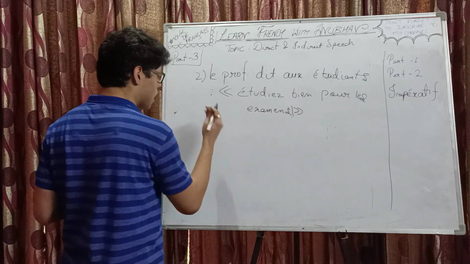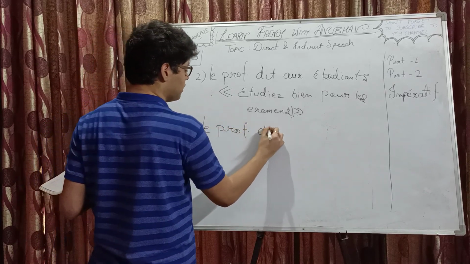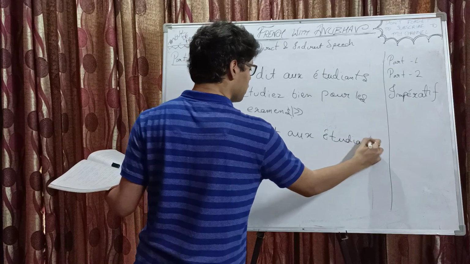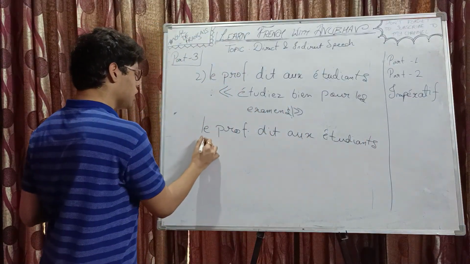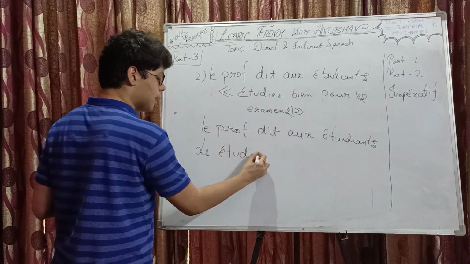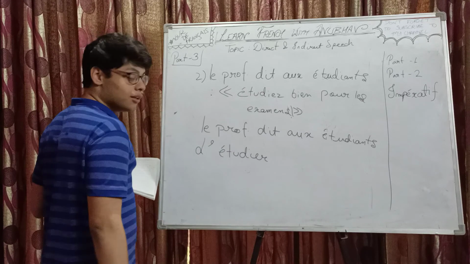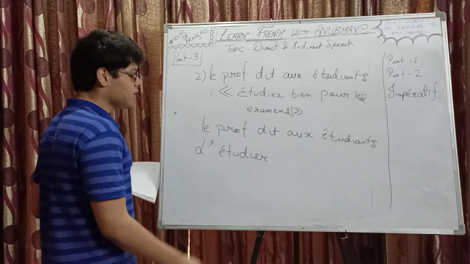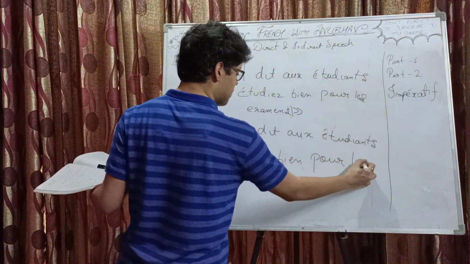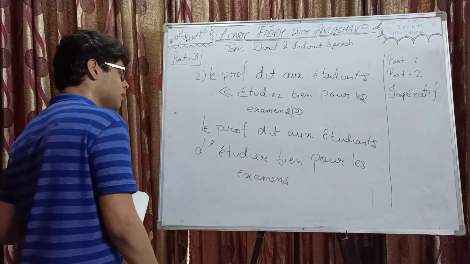So, let's do it in indirect form. This is direct speech. So, it will be la prof dit. The first part will remain the same. Étudiants. Colon and guillemets vanished. So, we will write de. Now, étudier. The infinitive form is étudier. Now, it's beginning with a vowel. So, this change will take place. It will become d'apostrophe. D'étudier bien pour les examens. That's how you will be doing the indirect speech.